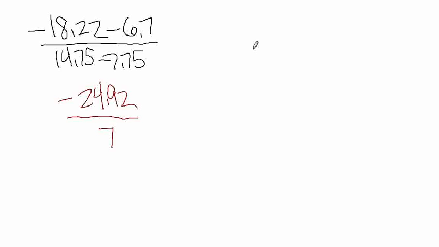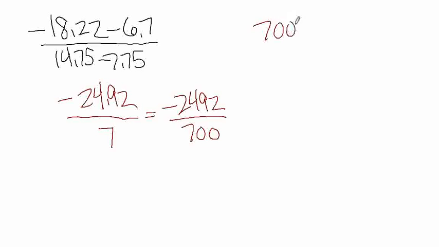so now we have to convert this to a decimal. Let's first multiply the top and bottom by 100. And now let's do the long division. So 700 goes into 2,492 how many times? And as before, I'm ignoring the negative temporarily. So let's see, it goes in 3 times.